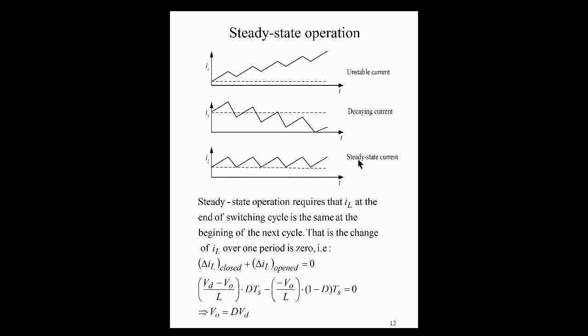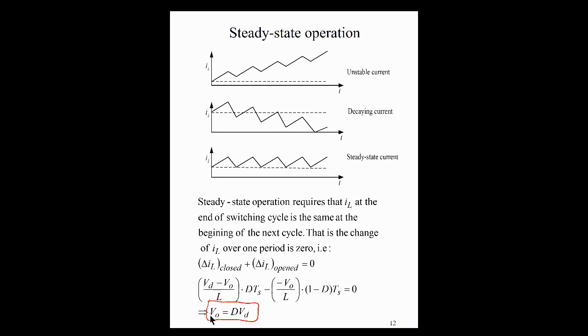So what we will look at is steady state. That's what is desirable. At steady state, you can write this expression: changing current when it's closed plus changing current when it is open is equal to 0. And we substitute the two, and this is what it is. When we simplify it, we have that the output voltage is equal to the duty cycle multiplied by the input voltage. And this is your equation that defines your buck converter.